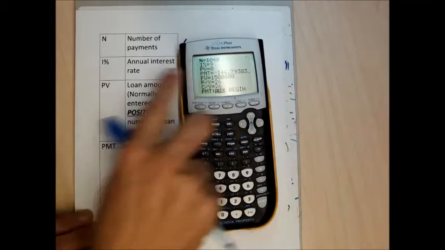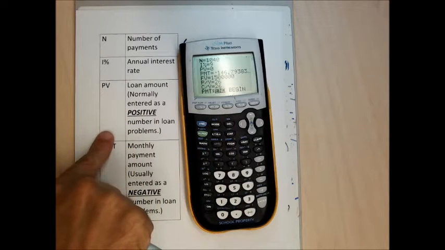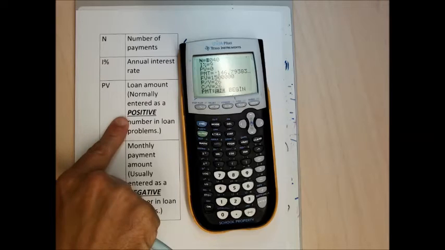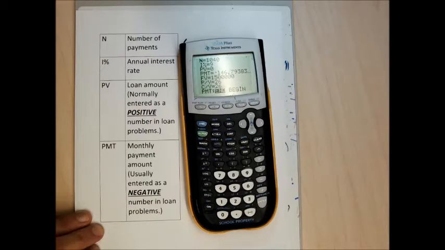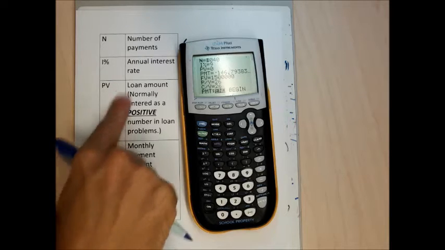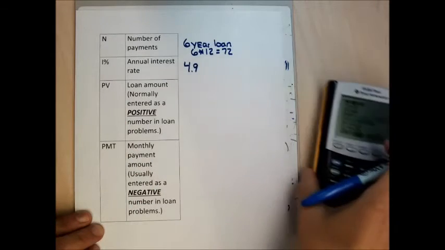The PV stands for the loan amount, and it's normally entered as a positive number. One thing about using this TVM solver is that from time to time, the sign of the dollar amounts becomes important, and as it's important, I'll mention it. But the PV is usually the loan amount in a loan problem.